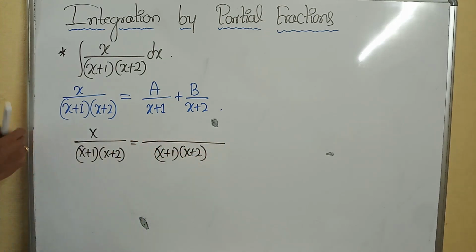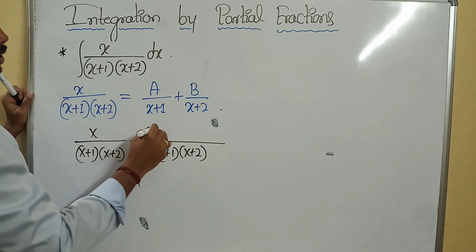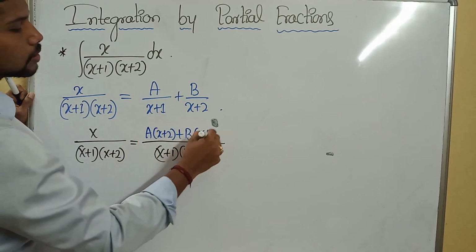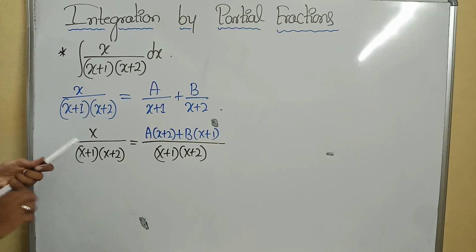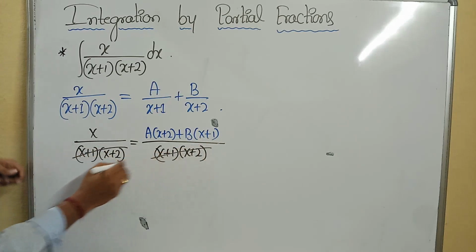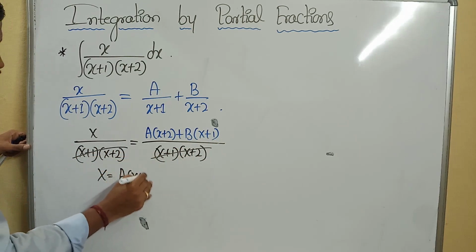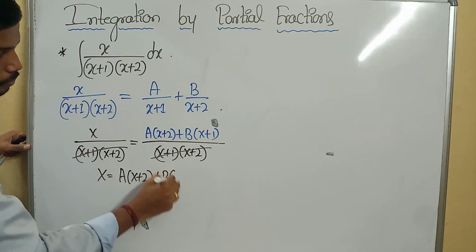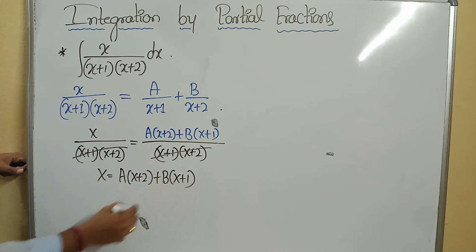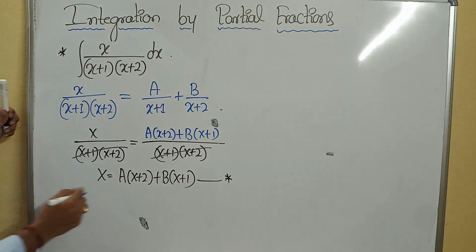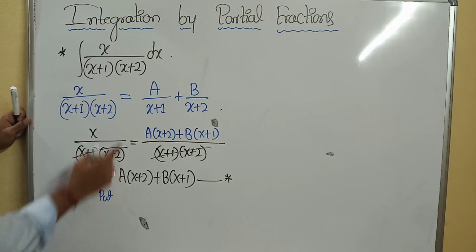Now it is an LCM. I have to take a into bracket x plus 2 plus b into bracket x plus 1. Got it? Both the denominators will be cancelled. x is equal to a into bracket x plus 2 plus b into bracket x plus 1. Call it as star. Now by putting values, I need to find a and b.